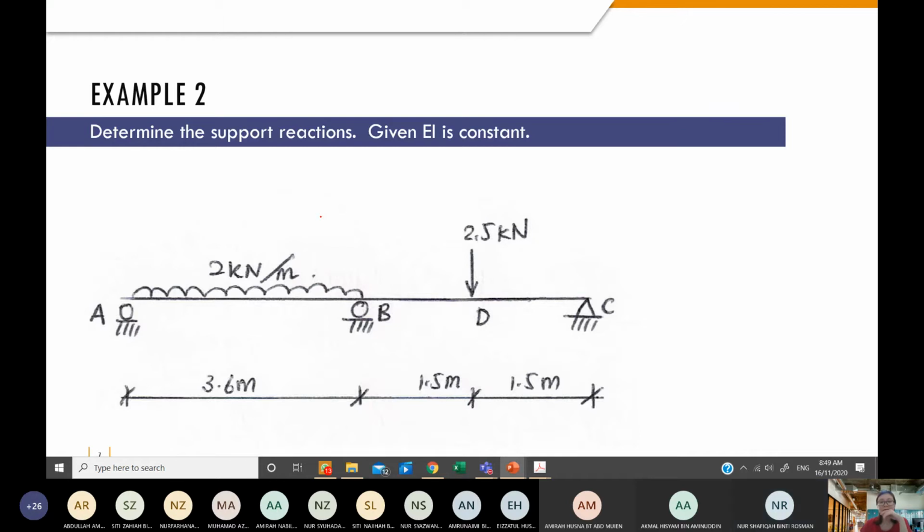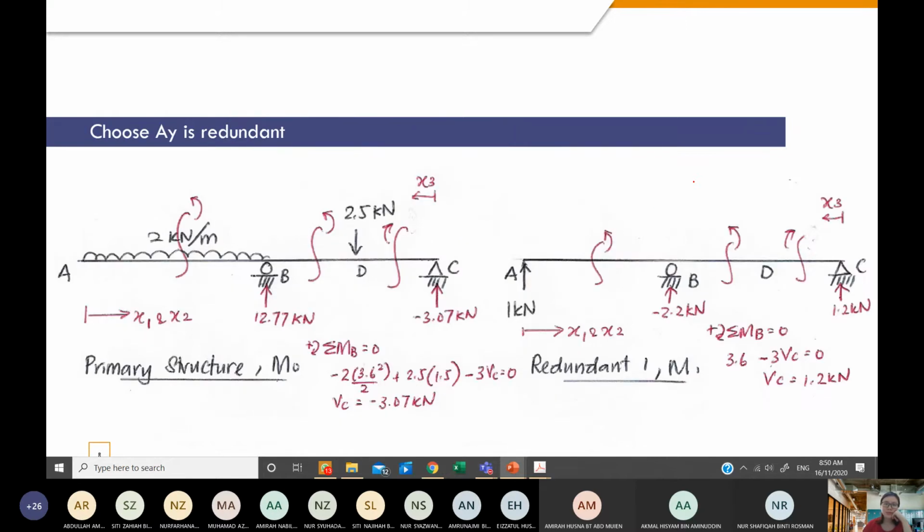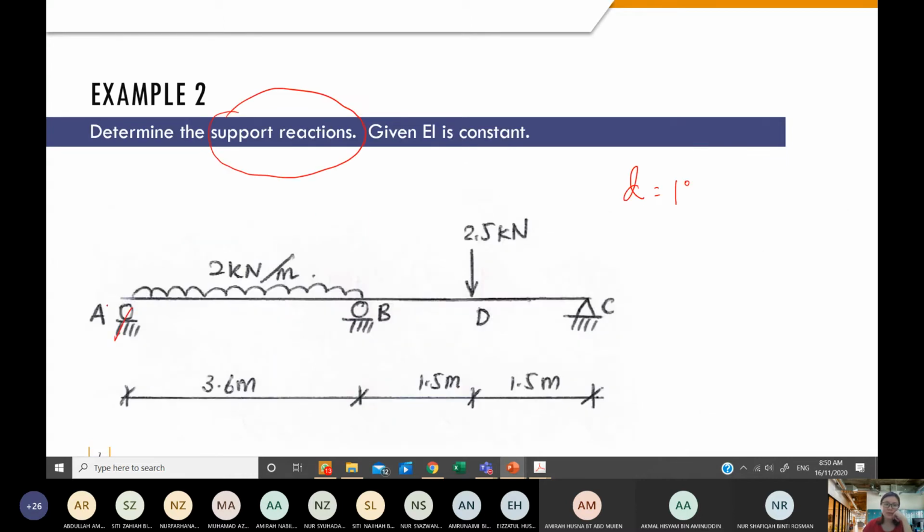Okay, so yes, for this example 2, I'm not going to go into very much detail. I will highlight what you need to take note of. Now in this example 2, the question is to determine the support reactions. That means all the support reactions you need to determine, and it's not given to you which one to be removed. So now if you look, D is equal to 1. In this case, we choose AY as a redundant.